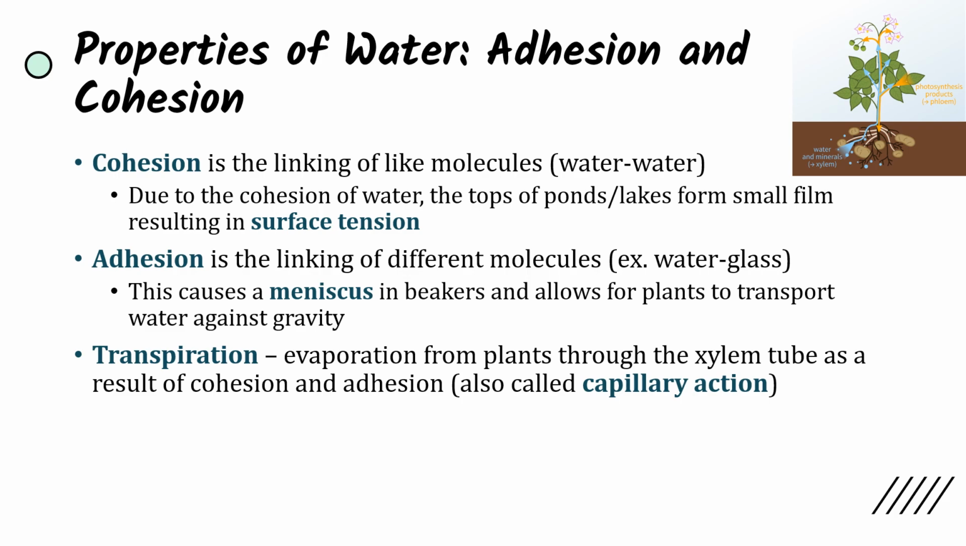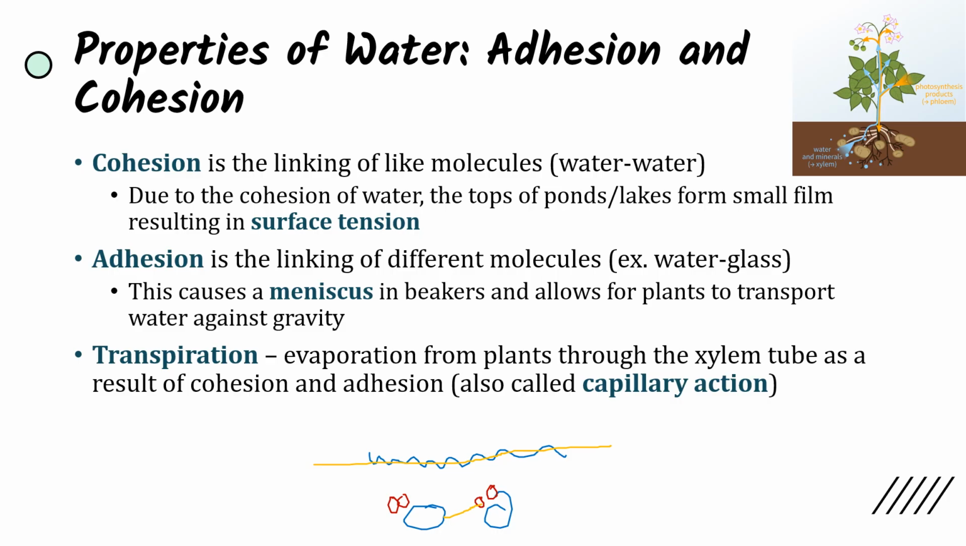First up, we've got adhesion and cohesion. Now, cohesion is the linking of like molecules, in this case water to water. And due to the cohesion of water, we've got surface tension. So if I'm drawing the top of our pond or lake, and I'm filling it up with some water molecules, here we go, they're going to be bonded together through those hydrogen bonds between the partially positive hydrogen and partially negative oxygen. Due to this wanting to be close together, this cohesion, there's going to be a small film forming on the top of water that's going to prevent it from being broken as easily.